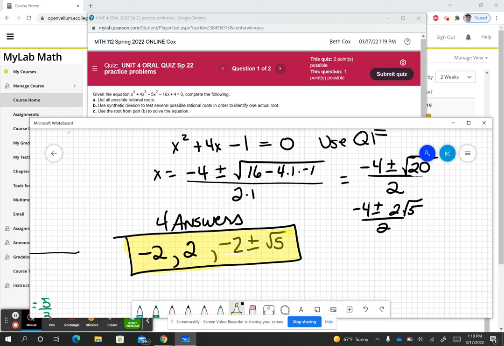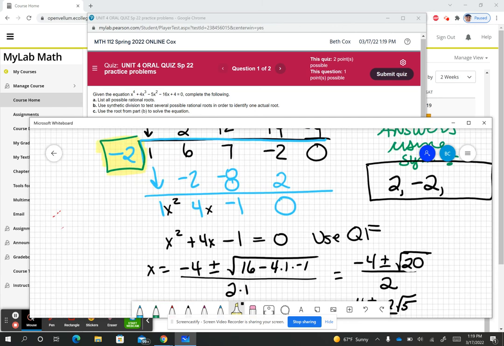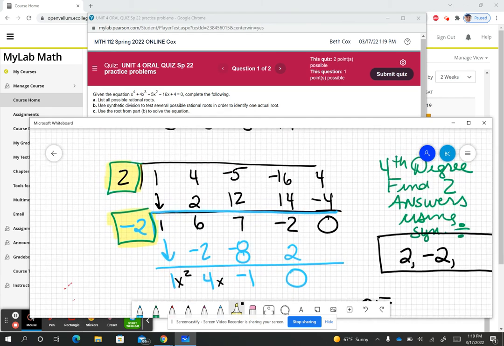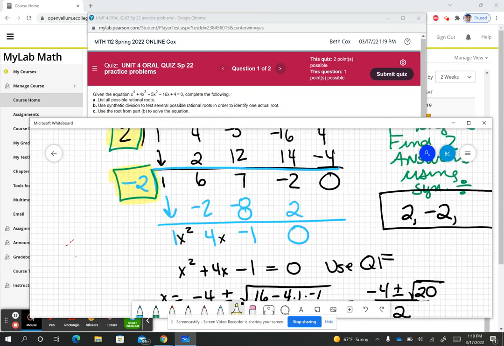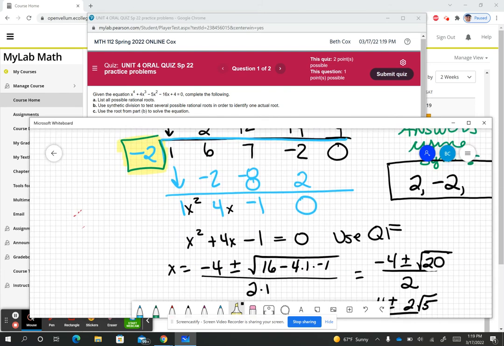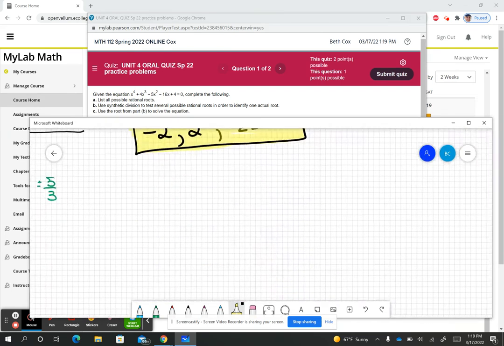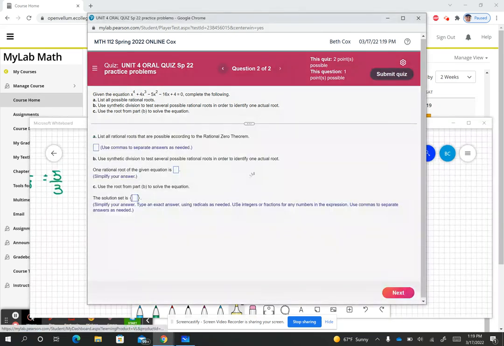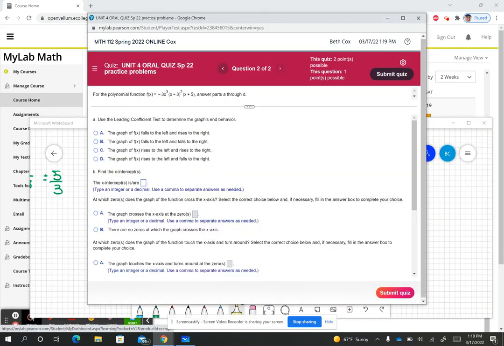Okay, so now that is number 1. I did synthetic division twice. I got 2 and it worked, and then I used the answer from that division and tried -2, and then I was able to use the quadratic formula.